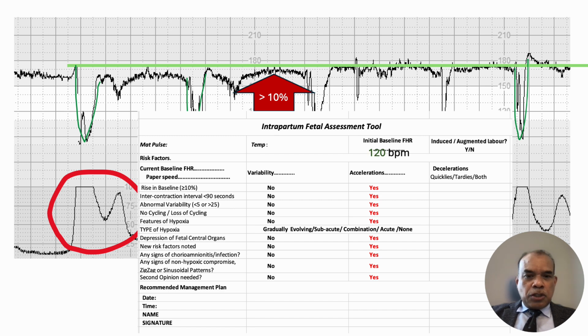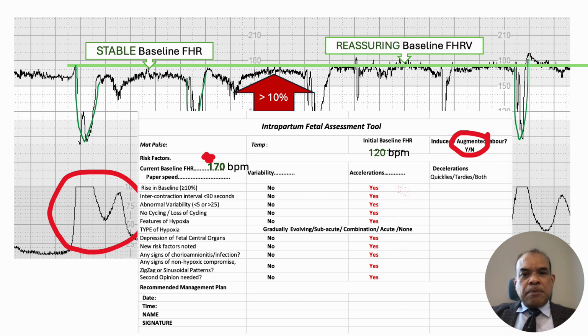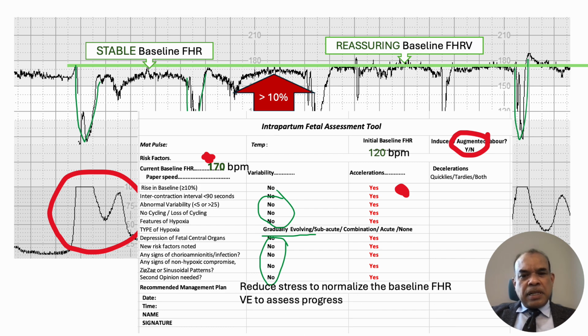If they had used this tool for this fetus, they would have immediately realized that the baseline has gone up by over 10%. And once you understand it's an evolving hypoxia, the management is simple. It's about reducing the stress to reduce the catecholamine response and allowing the labor to continue.